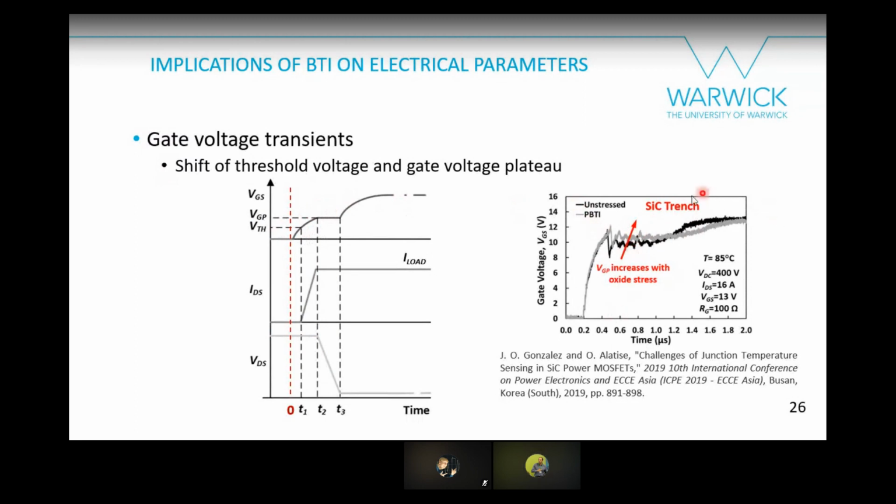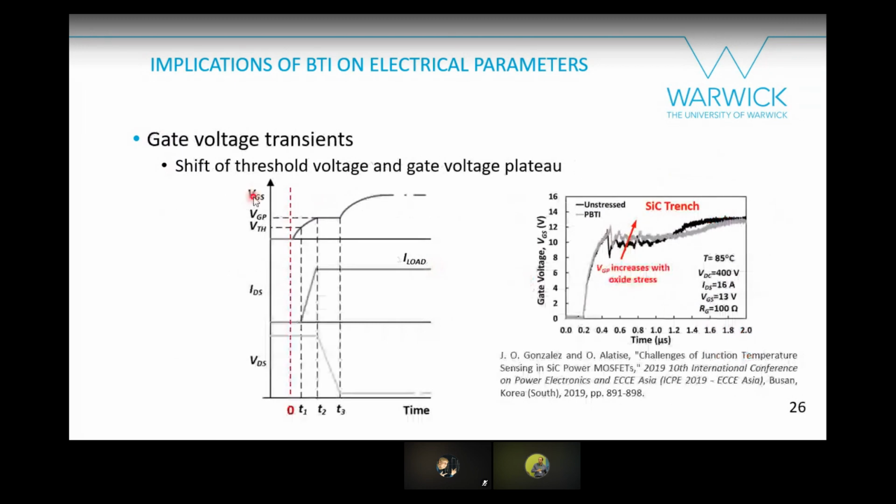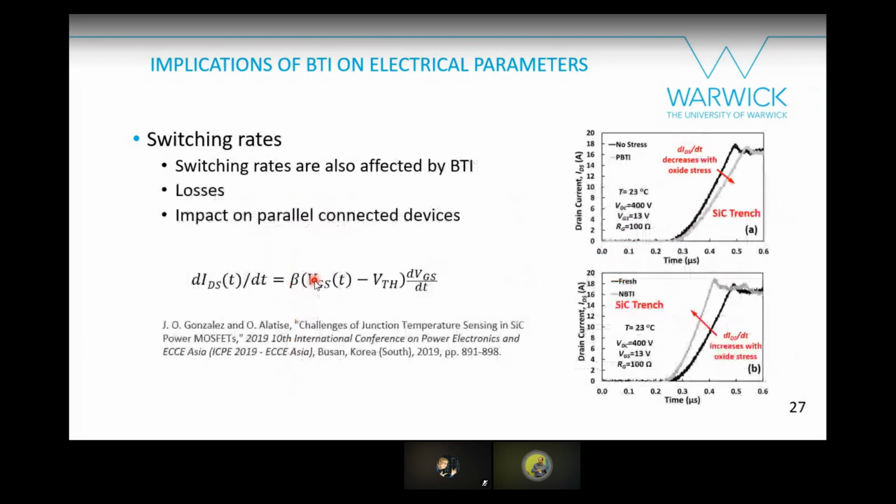So we characterize the switching transients, and you can see that the plateau shifts up if you're doing PBTI, a positive gate bias stress, and this is easily observable in the transients. You just reduce your switching rate in order to make this more apparent, and you can see how the plateau increases. Also, this means that the switching rates are going to be affected. Just going back to this, it's the time between VGP and VTH. This is where you have the current rise. So if those values change, it can be affected.